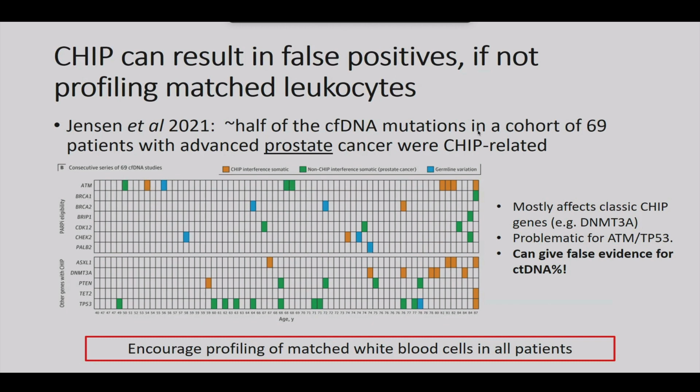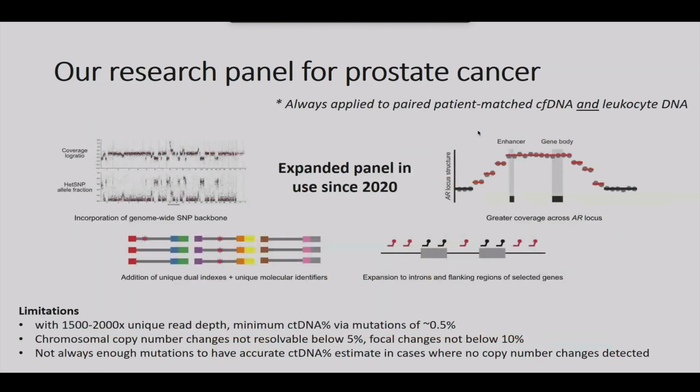A really easy way to do that is to profile matched white blood cells in all patients. Not all tests are doing that, and you need to be aware of those that are not. So what we do in prostate cancer and bladder cancer, first of all, is always sequence matched cfDNA and leukocyte DNA from the same sample. We pull down a shallow whole genome, essentially, so we get that genome-wide picture. We profile introns and flanking regions around genes so we can get the precise copy number level.